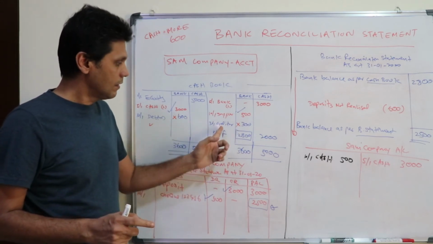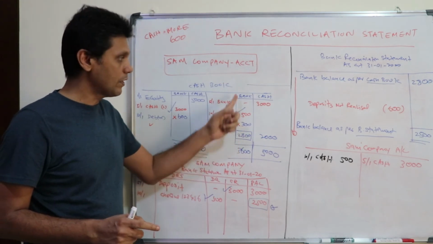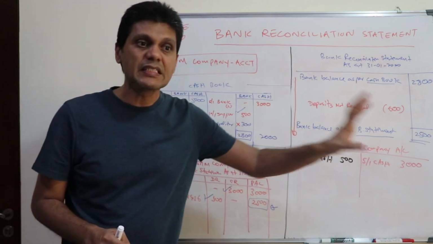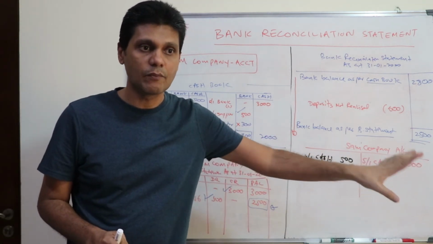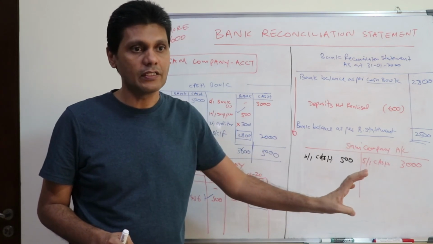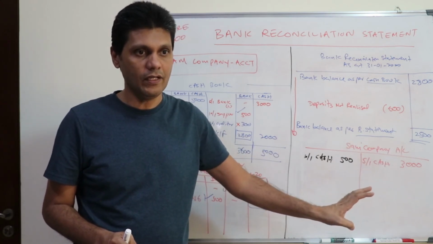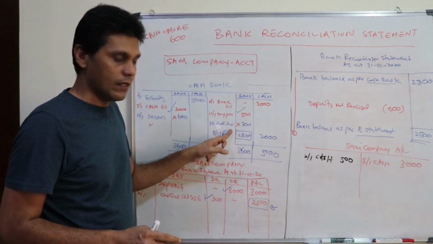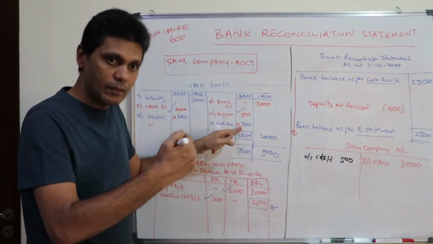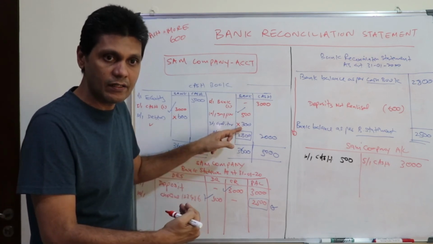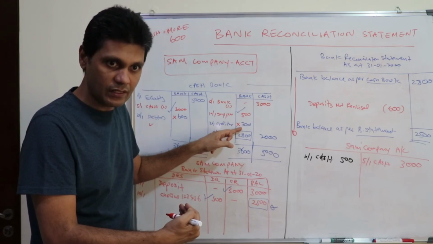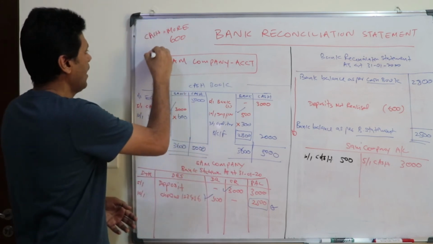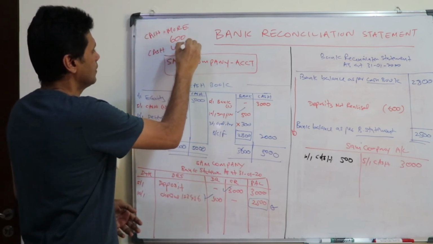The second difference is we issued a check for 300. We recorded it in the bank column. However, the check was not presented by the supplier or the creditor to the bank, so the bank did not issue any checks or cash. Okay. So our bank balance, by crediting, is less by 300. You understand? By crediting, we reduced our bank balance. Our cash is less by 300.